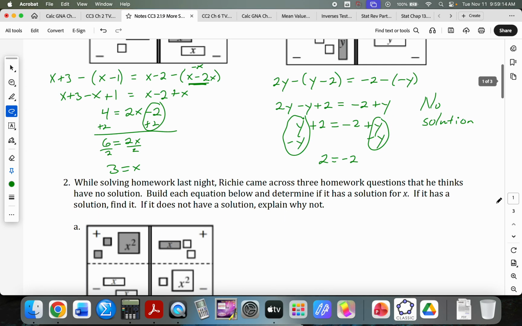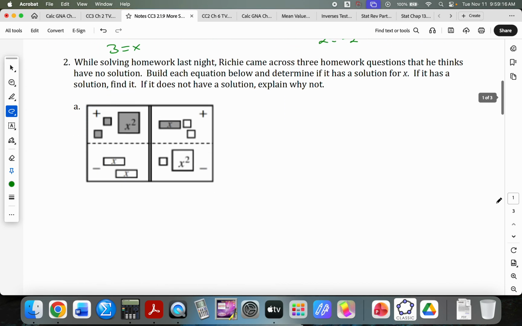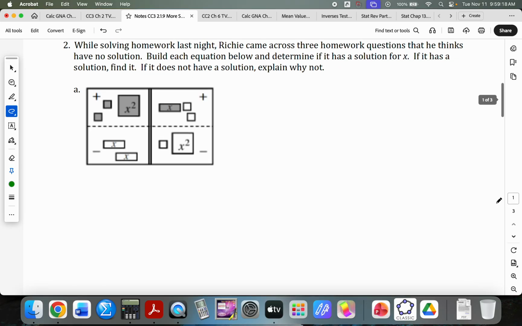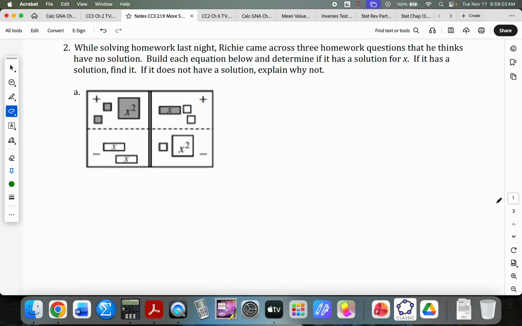All right. So when he was solving homework last night, Richie came across 3 homework questions that he thinks have no solution. Okay? It says build each equation below. We're going to skip that. And determine if it has a solution for x. If it has a solution, find it. If it does not have a solution, explain why not. So let's write the equation for this.